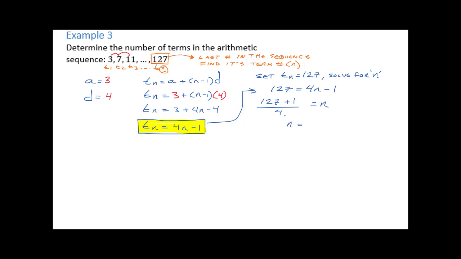And what do we end up getting? I think we get 32. Yep, all right, so 32. So the last term number is term 32. If I was to come up here and finish this off, this would be term 32. The last term is term 32. Therefore, there are 32 numbers in the sequence.